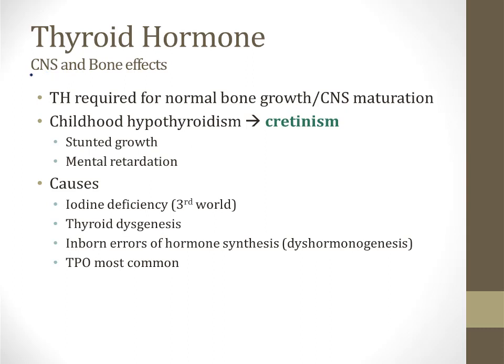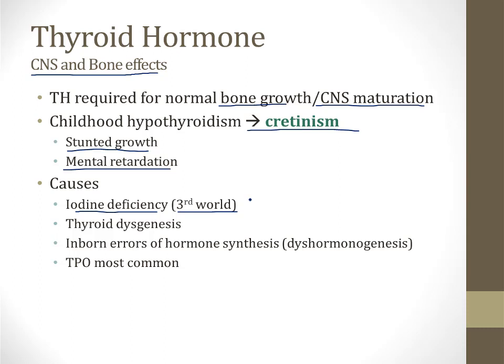Thyroid hormone also has important CNS and bone effects. You need thyroid hormone for normal bone growth and CNS maturation. This means that children who develop hypothyroidism can develop a very severe developmental syndrome called cretinism. These children have stunted growth and mental retardation, all from lack of thyroid hormone as they are developing. The reasons this can happen are from iodine deficiency in parts of the third world where children don't get enough iodine in their diet. That can lead to cretinism.